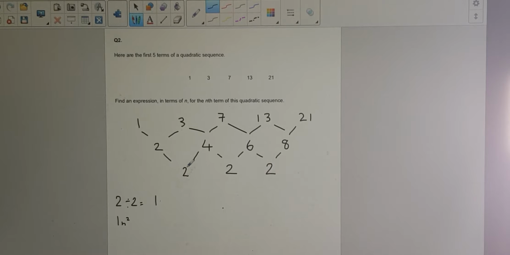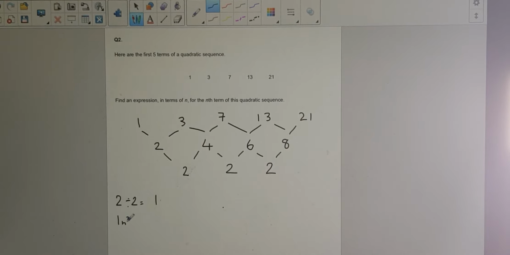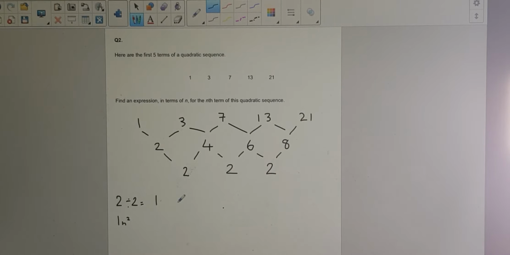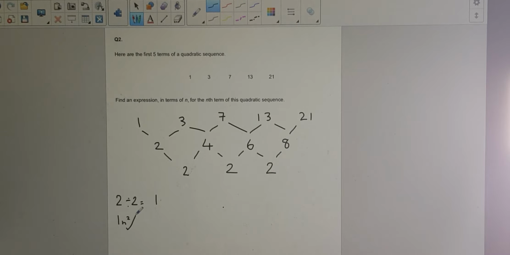So just to be clear, if my second difference was, say, 6, say this was 6, 6, 6. Not a good number, guys, but 6, 6, 6. And then if I divided that by 2, that would give me my coefficient, which would be 3 of n squared. Or say this second difference was 8. Divide that by 2, it would be 4n squared. The second difference divided by 2 is my coefficient of n squared. This is my first mark.